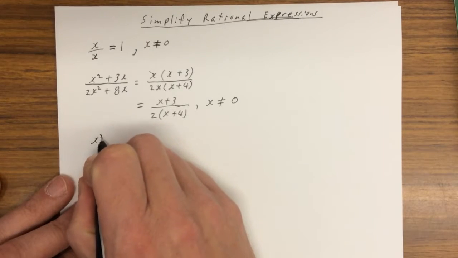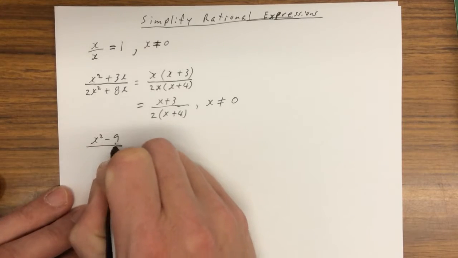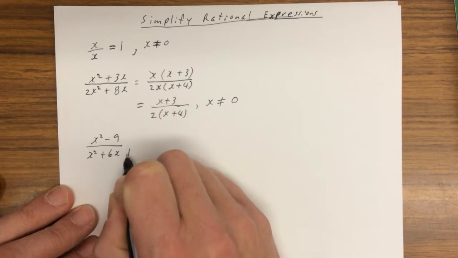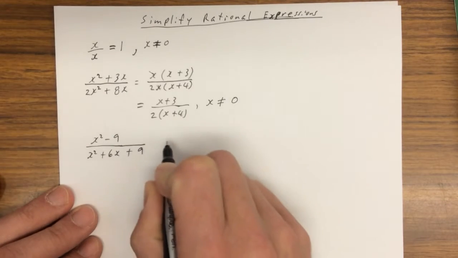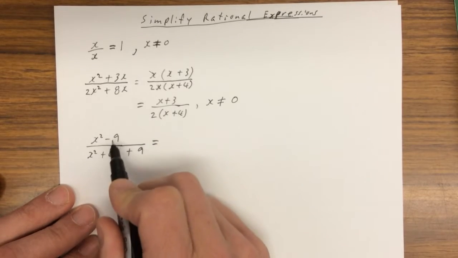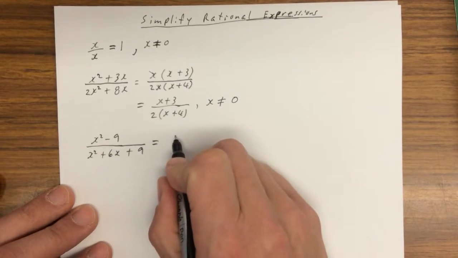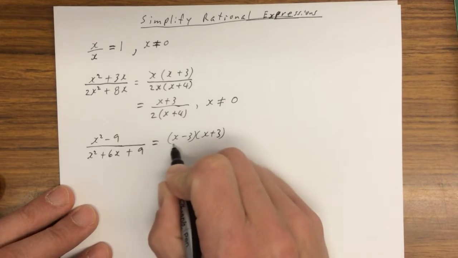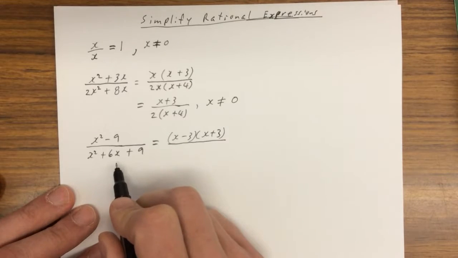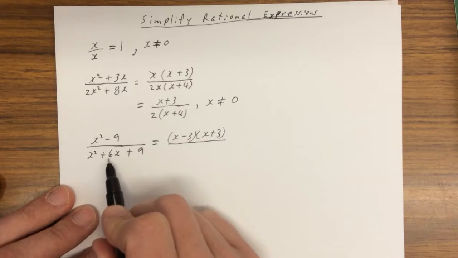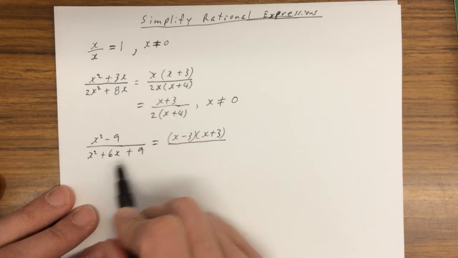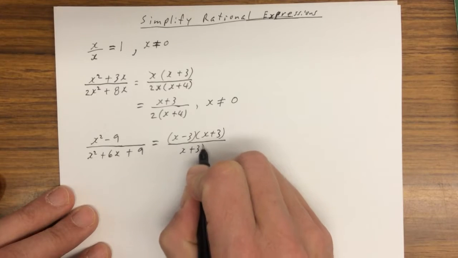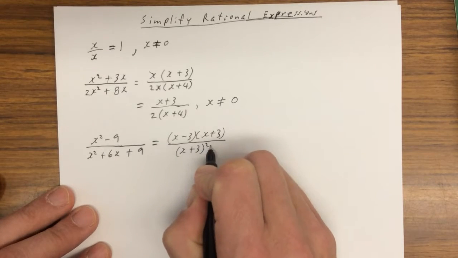How about x squared minus 9 over x squared plus 6x plus 9. Now, hopefully you remember how to factor these. The top one is a difference of squares. It's x minus 3, x plus 3. And the bottom one is a perfect square. Half of 6 is 3, 3 squared is 9. So that's a perfect square. So that ends up being x plus 3 squared.